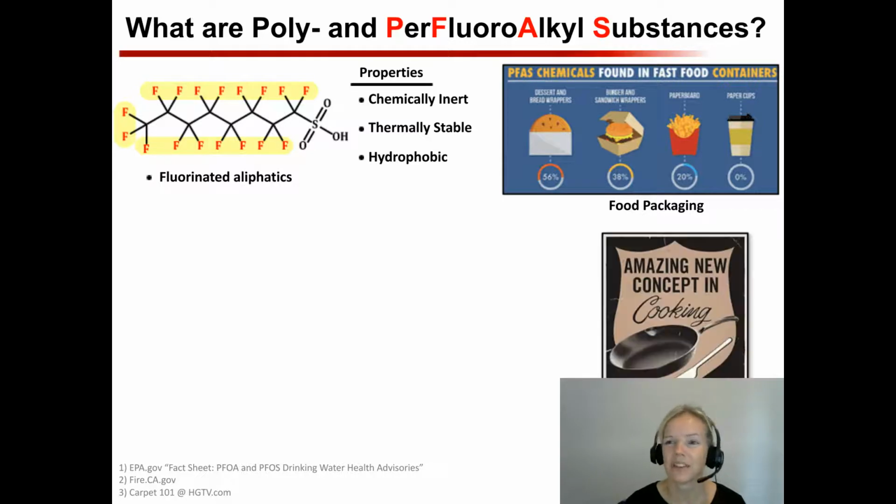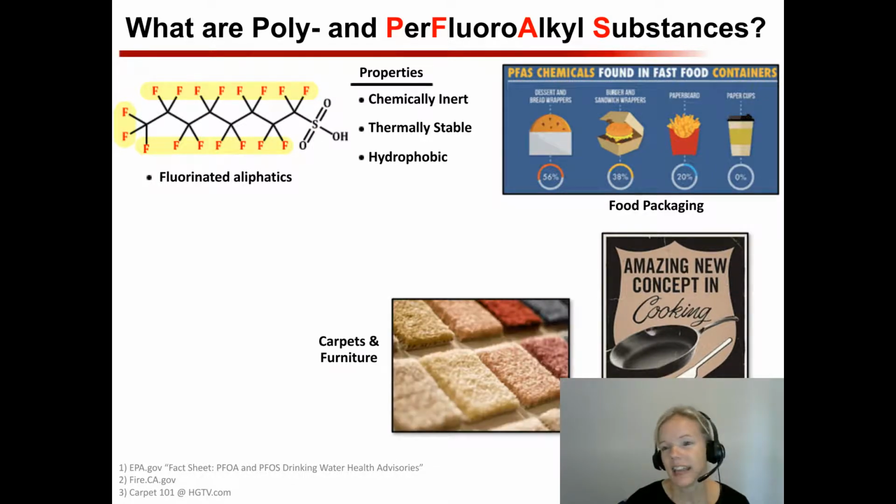You guys might also have heard about Teflon pans. PFAS are one of the main components of Teflon pans. And they are in carpets and furniture for those stain sticks, so that when you drop that grape juice on your carpet, it doesn't seep through and leave a big stain. You can go wipe it up really quickly.